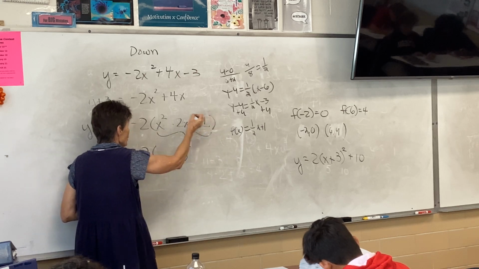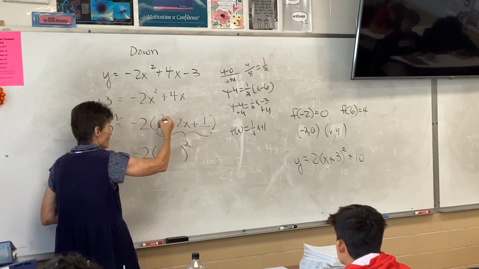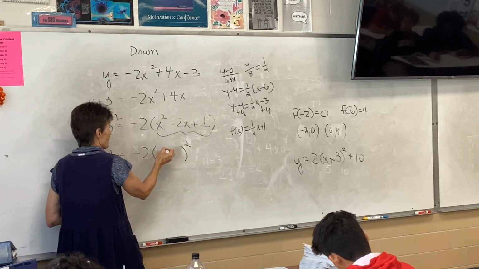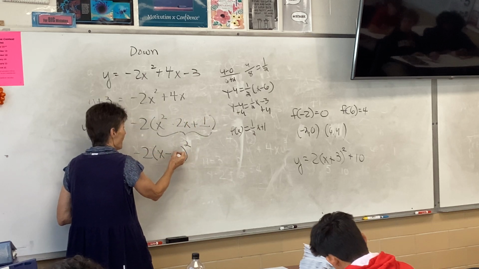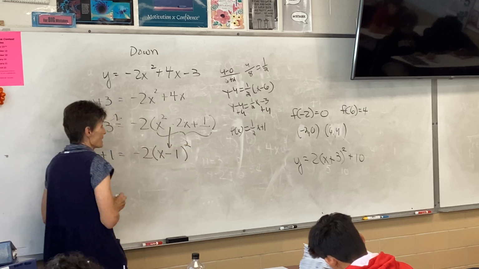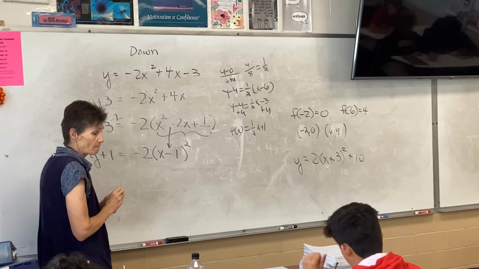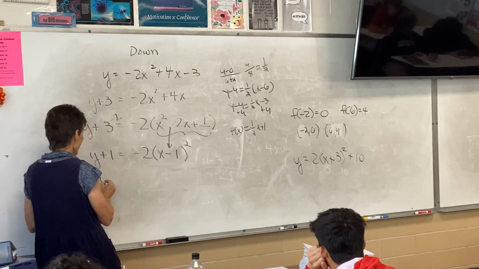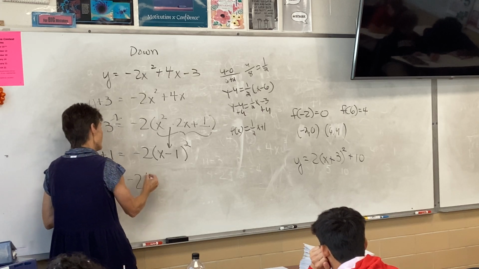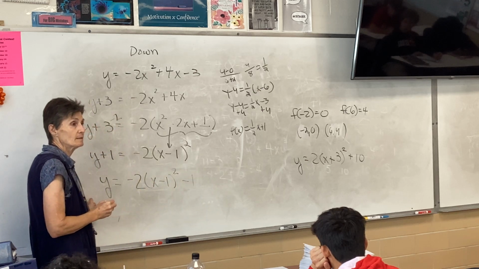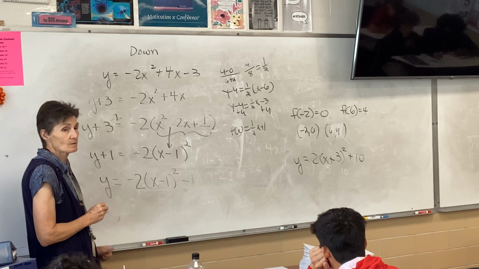Now, if you did your job, this is a perfect square. What square is that? x minus 1. It always follows that sign right there. So it's going to be x minus 1. And then I'll move the 1 back over. And guess what? I am now in vertex form.